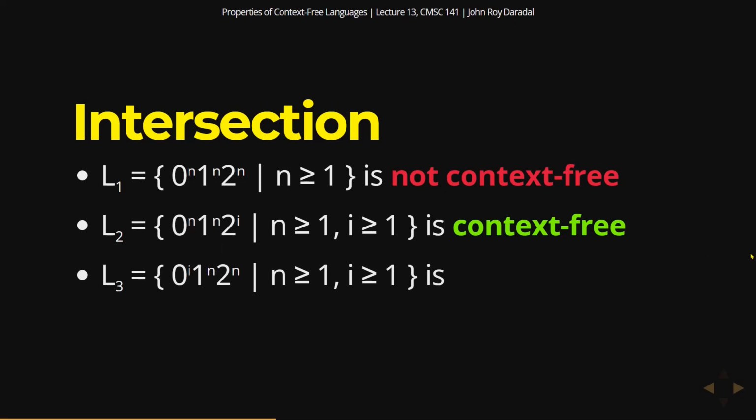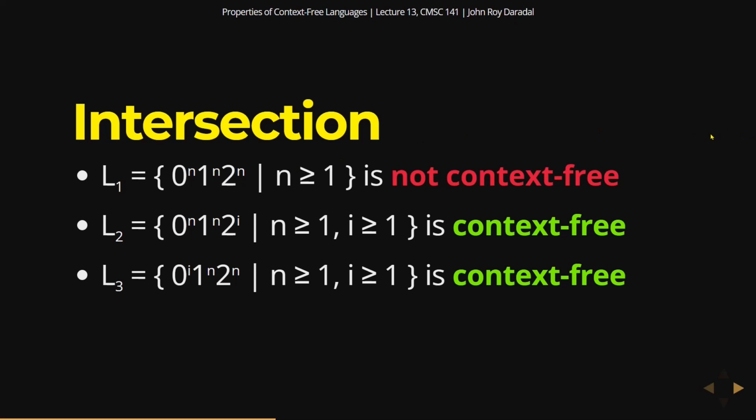And now, how about this one, the third language? 0^i 1^n 2^n. Is this context-free or not? Well, this is also context-free for the same reason. Even though we still have three things here, zeros, ones, and twos, we're still only counting two things in this case. That is the number of ones and the number of twos, and making sure that they are equal. So 1^n 2^n, right? For the number of zeros, we don't really care how many zeros there are. So it could be any number of zeros that's greater than or equal to 1. So notice that L2 and L3 are context-free, whereas L1 is not context-free.